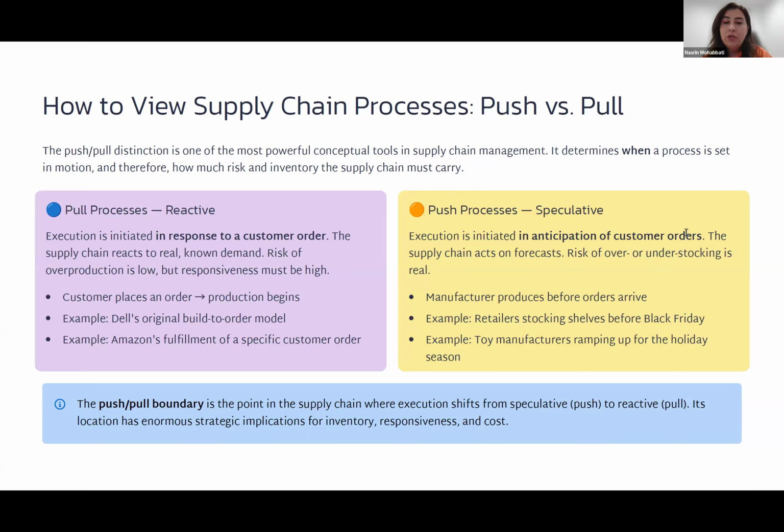So I want you to notice the push and pull boundary as well. In a supply chain, there might be a situation where some operations happen in anticipation of the future, but some operations are happening because of direct observance of the environment and customer needs. So there is a boundary in there. I want you to look at some examples.